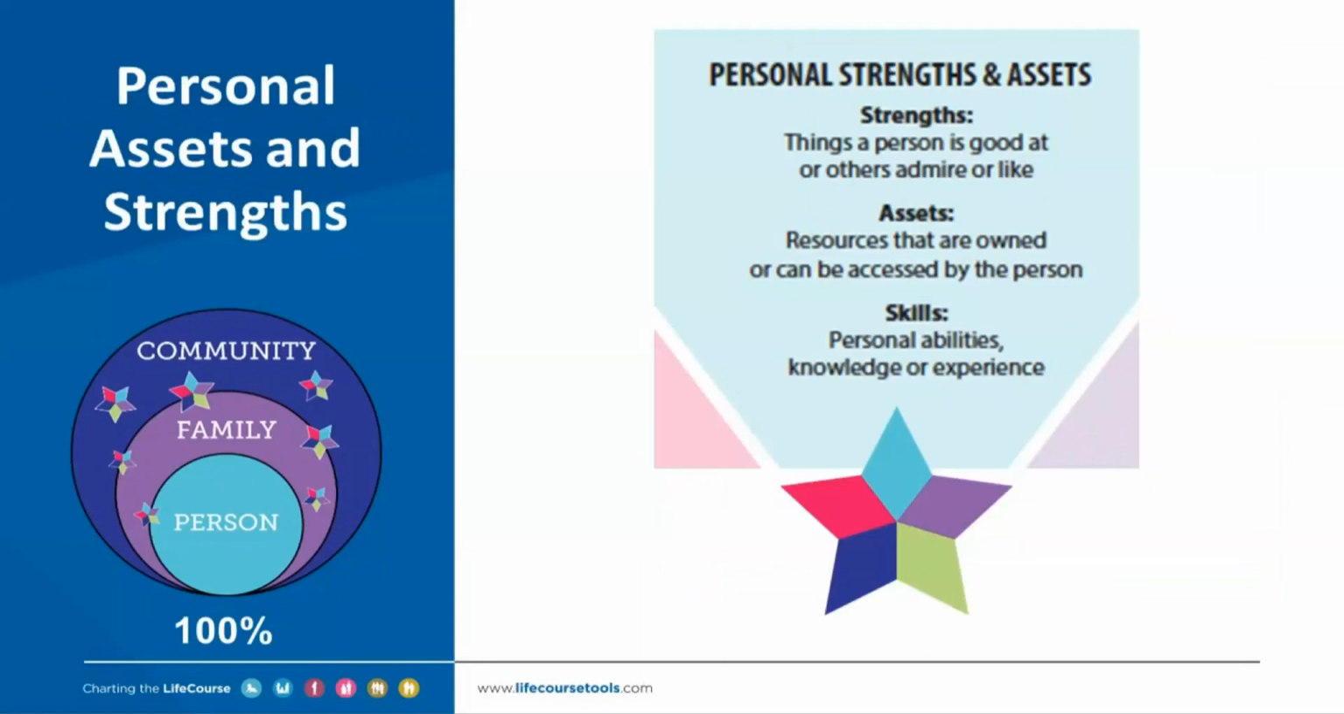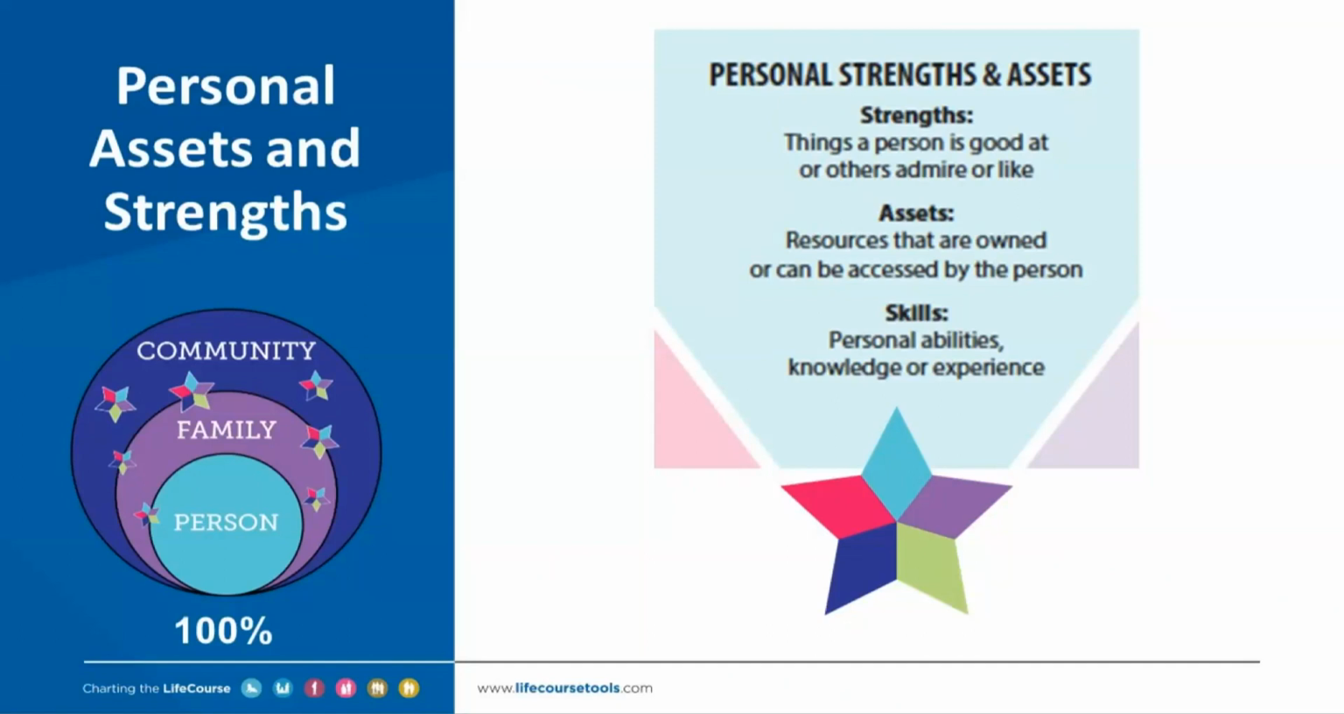So what are the things that the person is good at? What do they like to do that they're good at and that other people look at and say, hey, this is something I really like and admire about this person? What are resources or assets that are either owned by the person or the family, things that they could use? Or what are the skills and abilities that they have or the knowledge and experience that they can build?